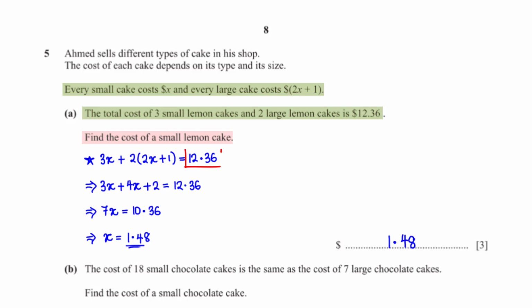The total cost of the lemon cakes, which is $12.36, is equal to 3 times x plus 2 times (2x plus 1), where x is the cost of a small lemon cake. From here, all we need to do is find the value of x. When we expand the brackets, 2 times 2x is 4x and 2 times 1 is 2. When we group like terms, 3x plus 4x is 7x and 12.36 minus 2 is 10.36. When we divide both sides by 7, we get x equals 1.48.